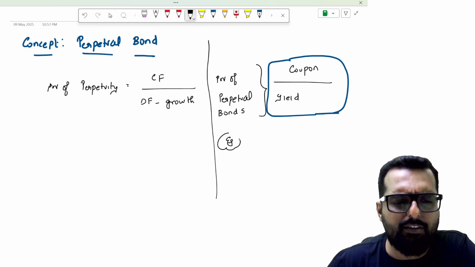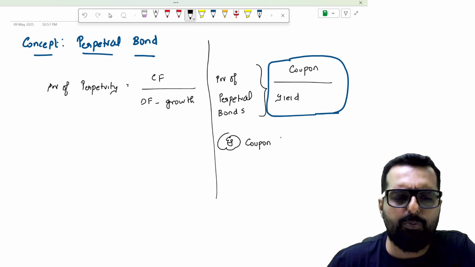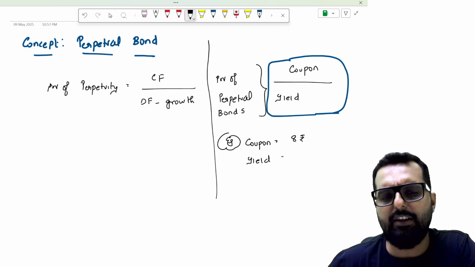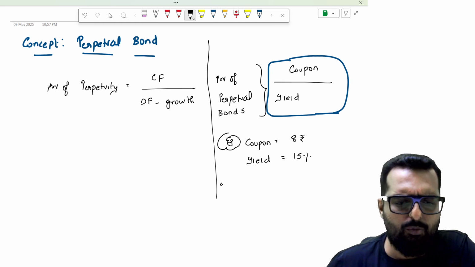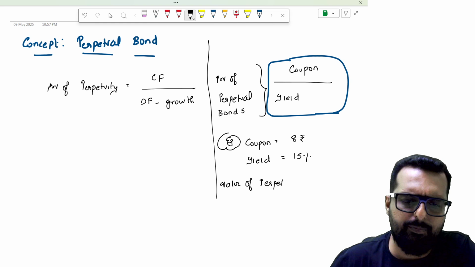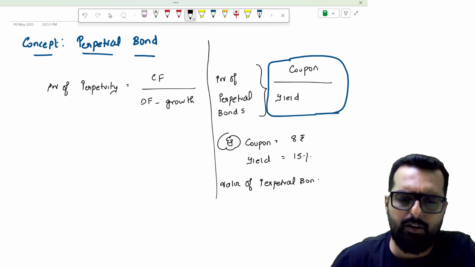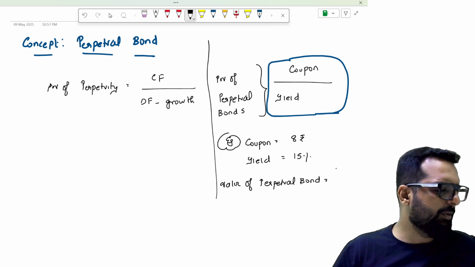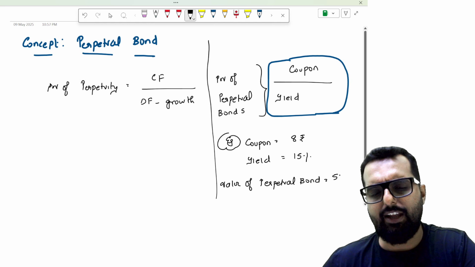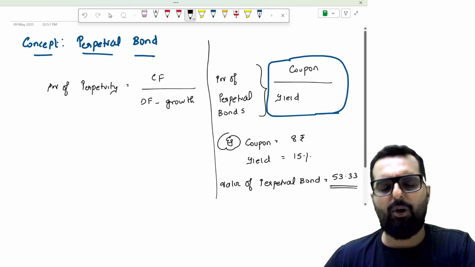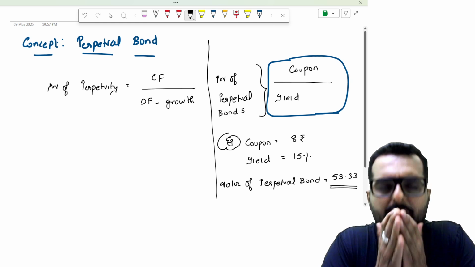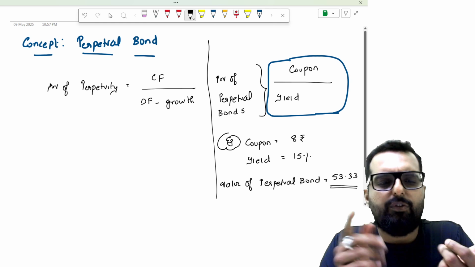Example also I'll give you here itself. Let us say the coupon amount is turning out to be 8 rupees and your yield is turning out to be 15%. What will be the value of a perpetual bond? The value of a perpetual bond will now be nothing but 8 divided by 15%, or you will get the answer as 53.33.